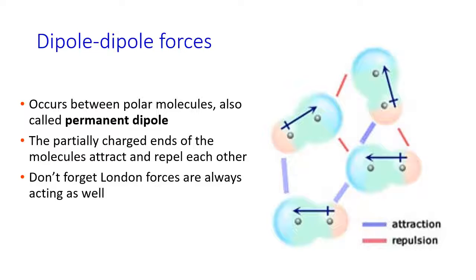So that was London dispersion forces. The next type of intermolecular bonding is dipole-dipole forces, and these occur in polar molecules because they create permanent dipoles. Okay, for example, like in water, where the hydrogen is slightly positive and the oxygen is slightly negative. So the partially charged ends of the molecules attract and repel each other. However, you must also remember that London forces are still acting within these polar molecules, to a lesser extent, but they are still acting upon the molecules.